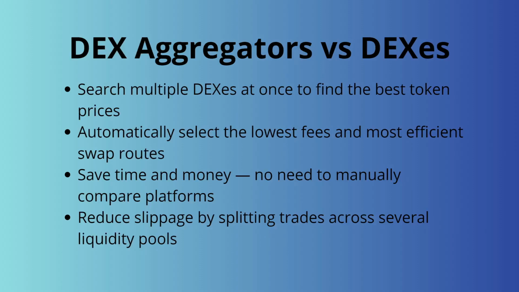What is the difference between a DEX aggregator and a simple DEX? A DEX aggregator searches multiple DEXs at once to find the best token prices, automatically selects the lowest fees and most efficient swap routes, and saves time and money because there is no need to manually compare the platforms. It also reduces slippage by splitting trades across several liquidity pools.